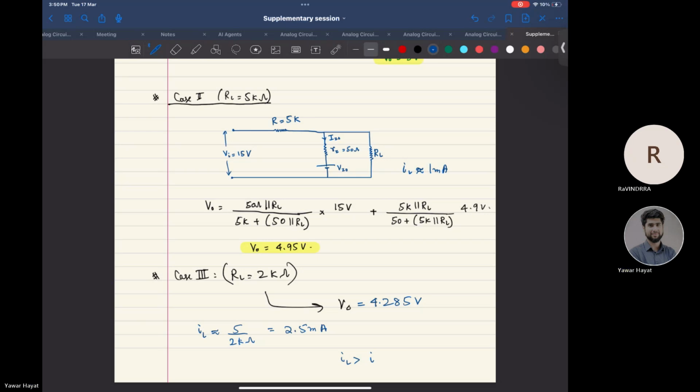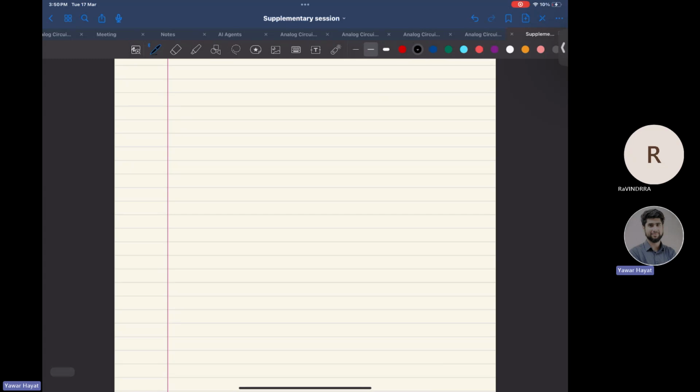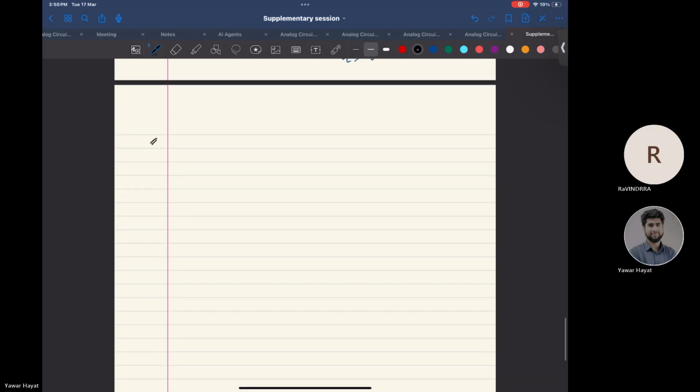So in the last case, case 4, for RL equal to 500 ohm, your V out would be 1.3636.